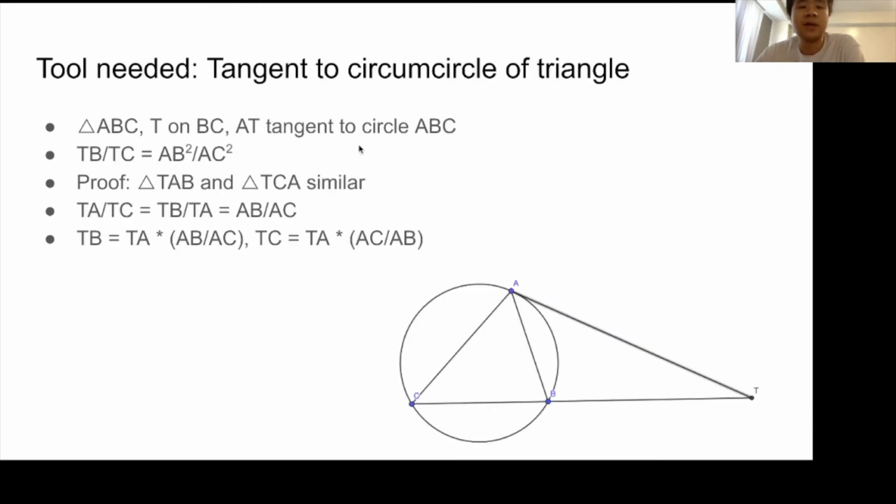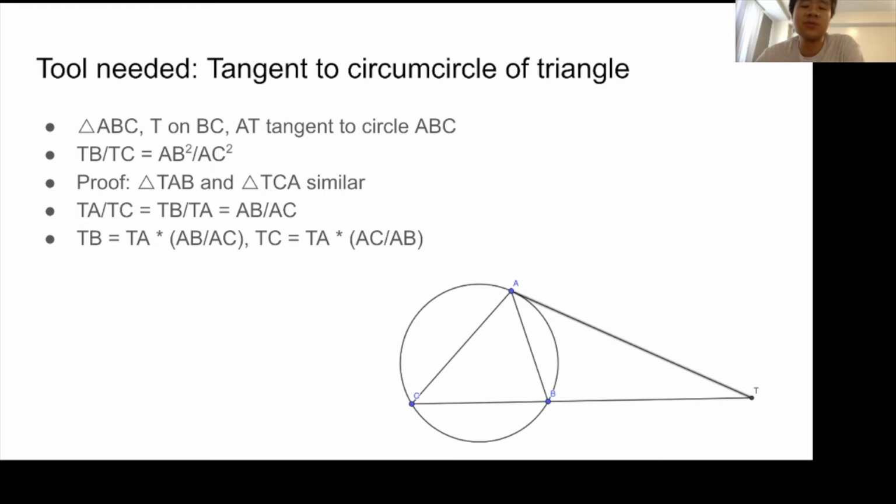The other thing is that, suppose that you have this triangle ABC, and then you draw the tangent from point A, and this tangent meets the line BC at a point T. The claim is that TB divided by TC is the square of AB divided by AC.